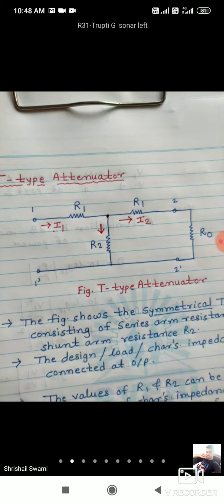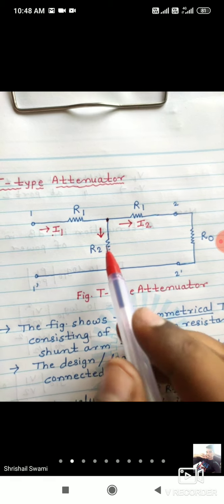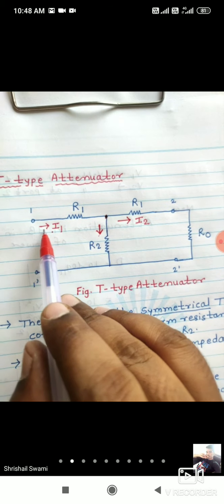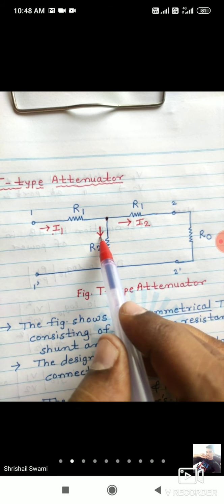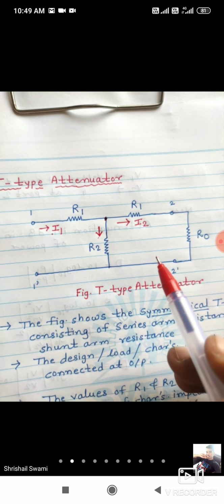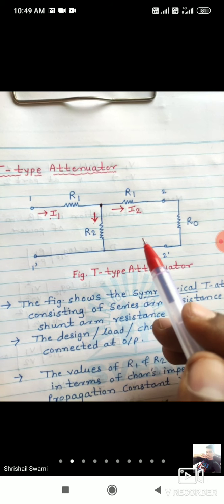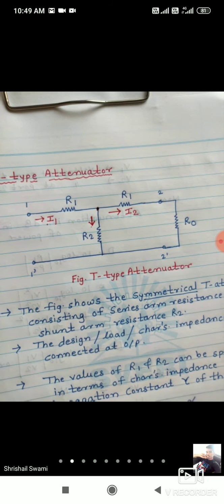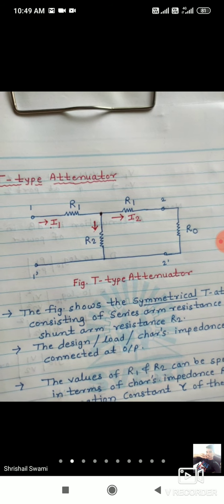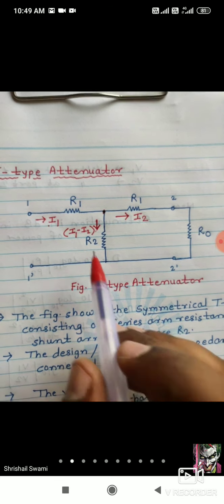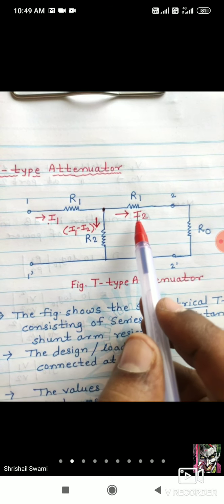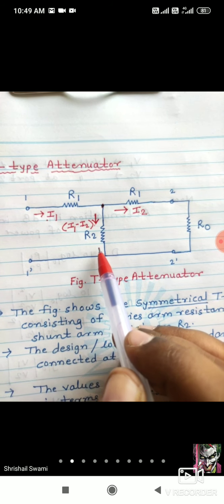So what will be the current flowing through this path? Anyone can tell by applying KCL here किंवा orally सांगू शकता what will be the current. If total current is I1 and this current is I2, what is this current? काय असू शकेल? Who will tell? What will be the current passing through R2? Anyone? Yes. So it is I1 minus I2. Okay. So I1 is the total current. त्यातला I2 minus केलं की I1 minus I2 will be the current flowing through R2.